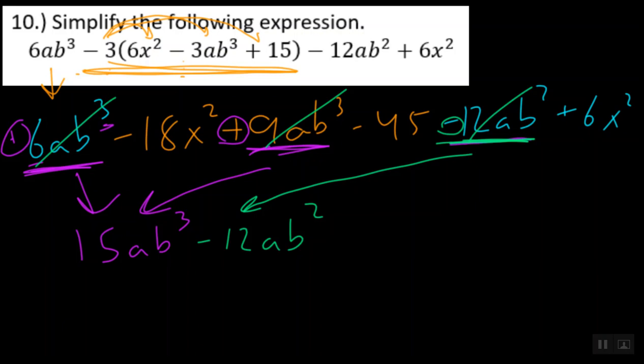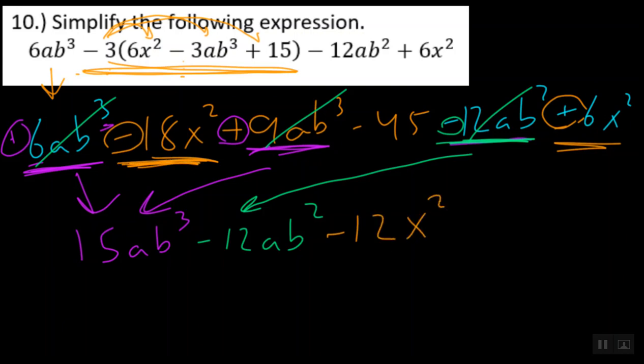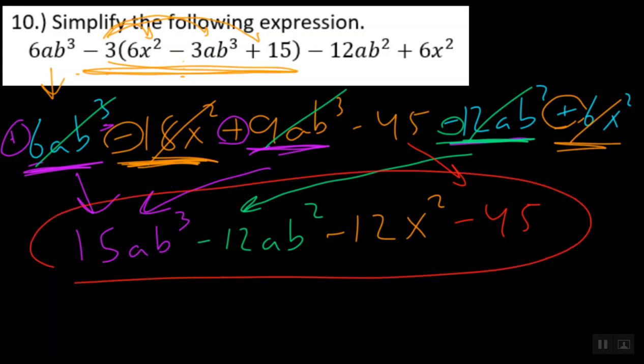And so let's see, what's the next thing we see? Well, oh, you know what? Here's a negative 18x squared. Here's a positive 6x squared. And so remember, a negative and positives, they cancel each other out to a degree. So what is negative 18 plus 6? Well, that would be negative 12x squared. And because there's more negatives, our final answer is still negative. Okay, so that's gone and that's gone. And of course, then I can just drop that minus 45 because it has nothing to combine with. All right, and so your final answer should be this: 15ab cubed minus 12ab squared minus 12x squared minus 45.